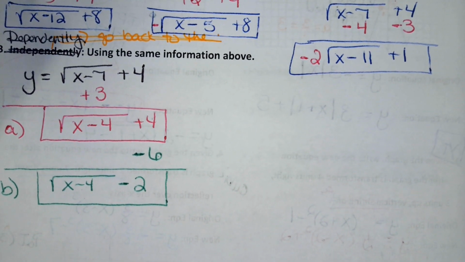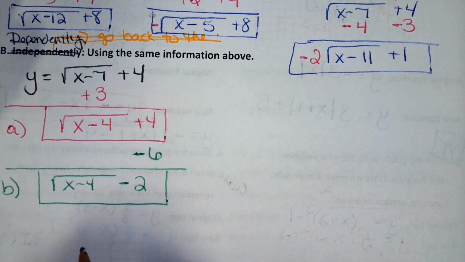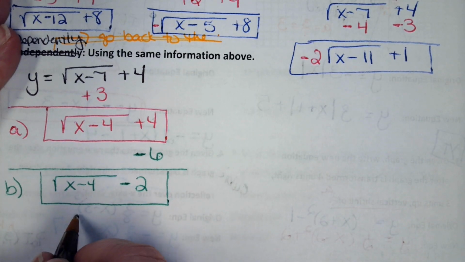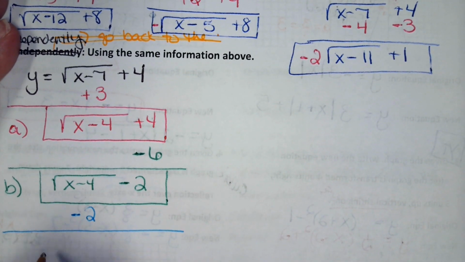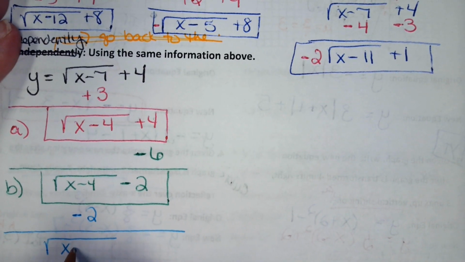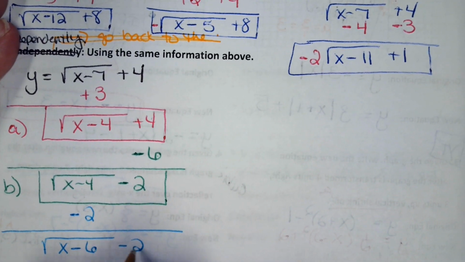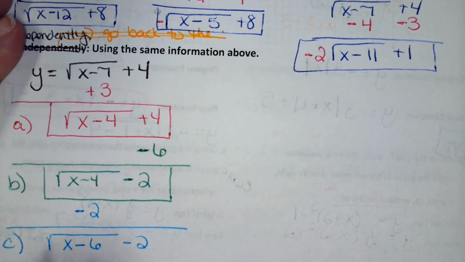All right, for part C, it says right 2. Okay, so right 2, we think we're supposed to add 2, but we're actually going to subtract. So that gives us x minus 6 minus 2. So here's our answer for C.